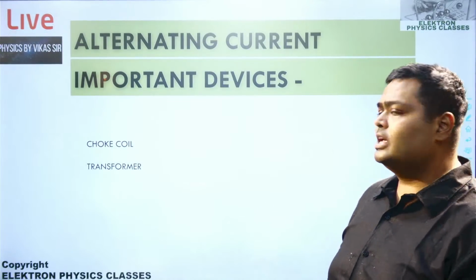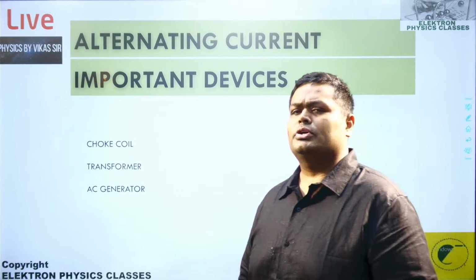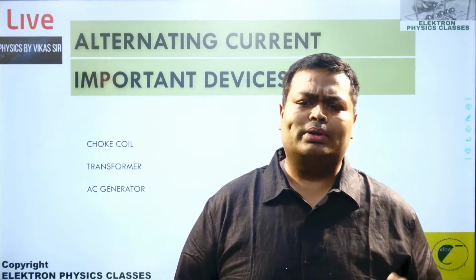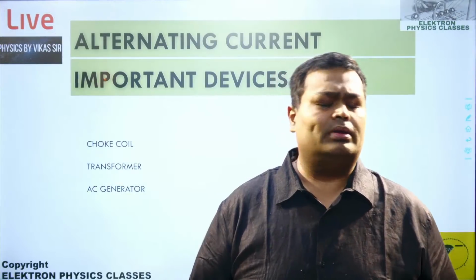The last device is the AC generator. So talk about the construction of it and the armature coil and the principle behind this, as the coil rotates and then it experiences the torque and all, right?